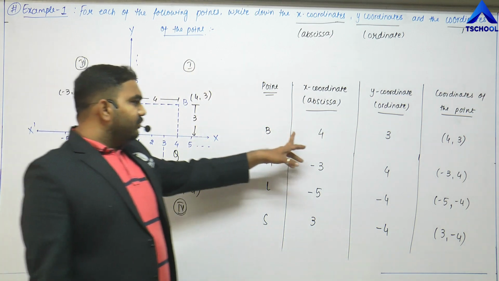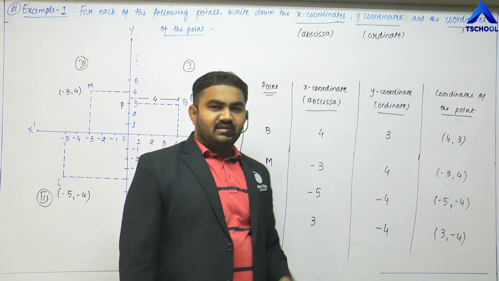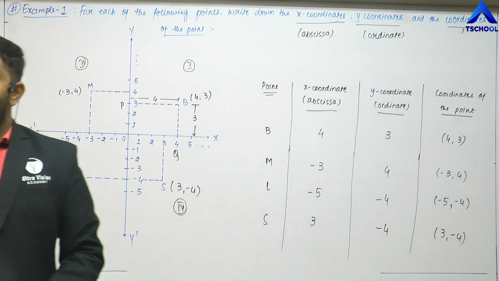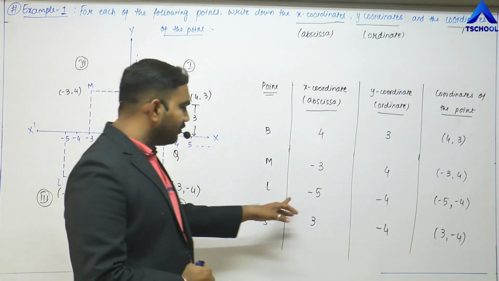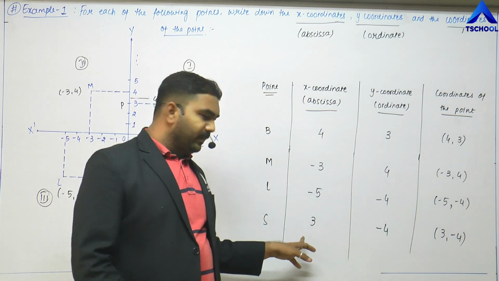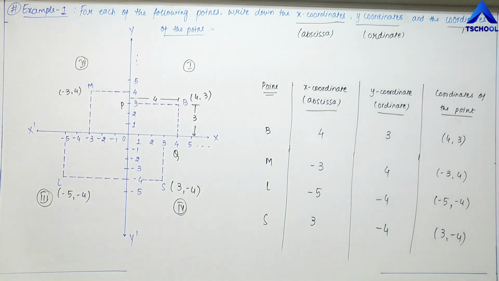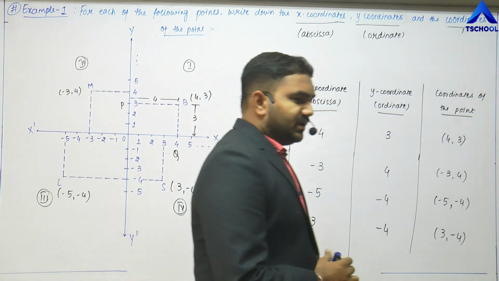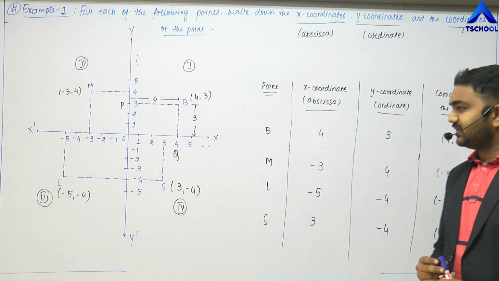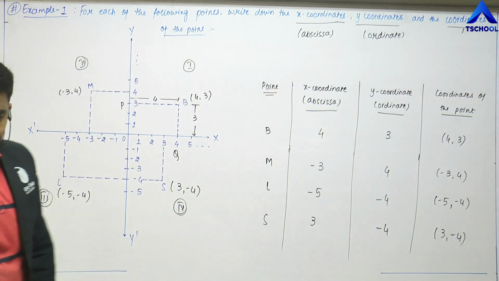So whenever a point is in the first quadrant, the coordinates will be positive. In the second quadrant, x coordinate negative and y coordinate positive. Third quadrant, x coordinate and y coordinate both are negative, and fourth quadrant, x coordinate positive and y coordinate negative, right? This is the thing that you need to remember whenever you are going to find out the x coordinates, y coordinates and the coordinates of the point. Or sometimes they also might ask you to find out the abscissa, ordinate and the coordinates of the point. Is this thing clear, friends?